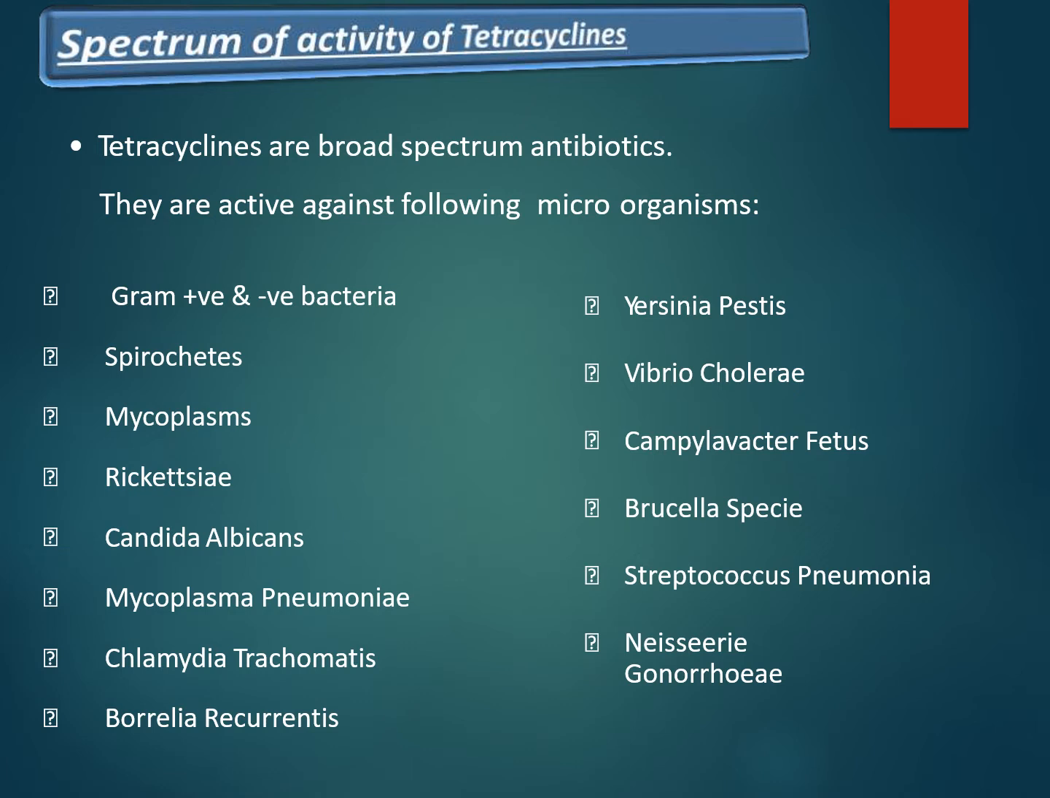By knowing the spectrum of any antibiotic, we can easily write the uses of the antibiotic, right? For example, chlamydia is going to cause trachoma and urethritis, so the uses are trachoma and urethritis. Like that, rickettsia causes many fevers, rickettsial fever, mountain fever, multiple things. So we can easily write the uses by knowing the spectrum of any individual antibiotic.